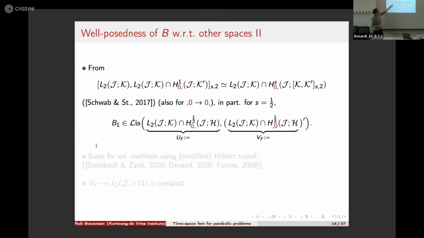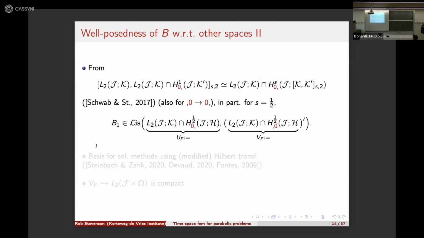B1 is boundedly invertible from the space L2 in time, taking values in H^1_0, H^{1/2} in time, taking values in L2, and functions that should vanish at t = 0. And the dual of Vf, where f refers to fractional. There are fractional Sobolev spaces involved. Vf is L2 in time, H^1_0, H^{1/2} in time, but now vanishing at the endpoint, taking values in L2. So both Uf and Vf do not contain dual norms anymore, but they contain fractional norms.